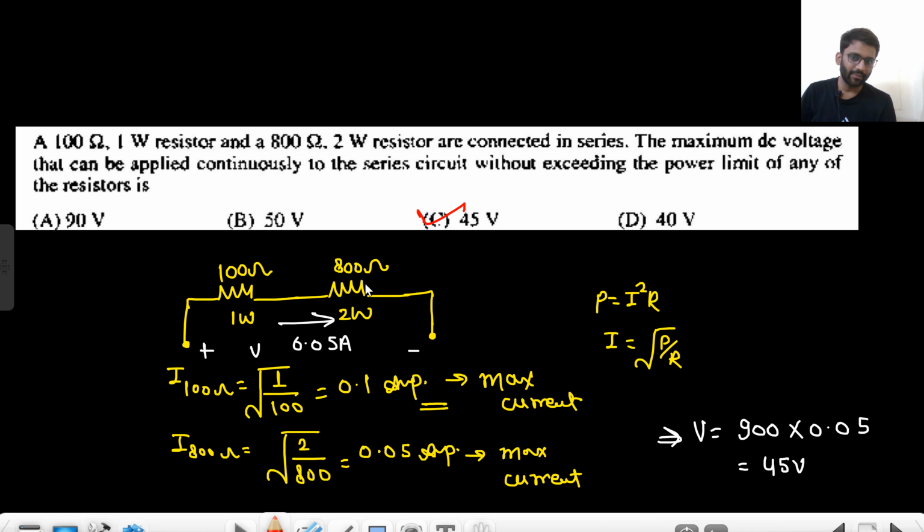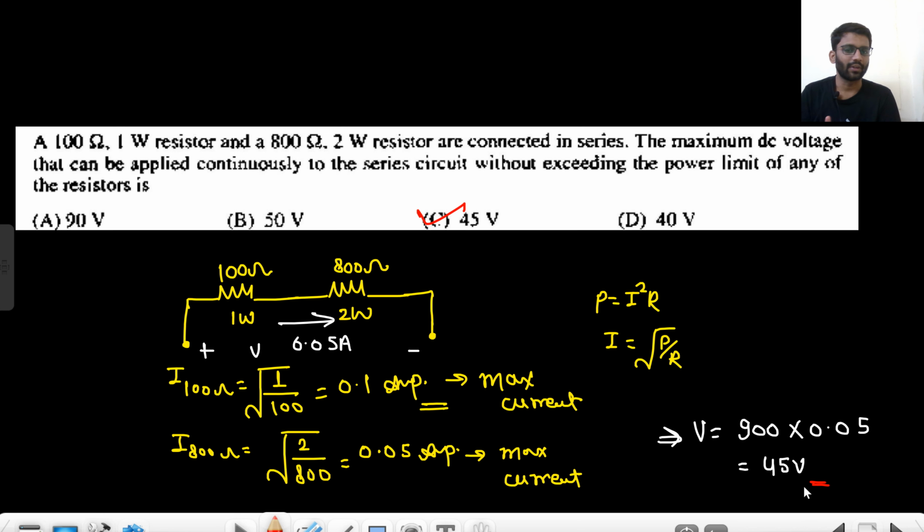Because if I give 0.1 ampere current, this resistance will say I can't take 0.1 ampere current, I can only take 0.05 ampere current. So if I give 0.05 ampere current, this 100 ohm resistance will say, yeah, I can take 0.05 ampere current. So the minimum current will flow. 900 ohm resistance is there, 100 ohm plus 800 ohm, both of the resistances are having 0.05 ampere current. So 900 into 0.05, so 45 volt is the final voltage drop across this resistance.